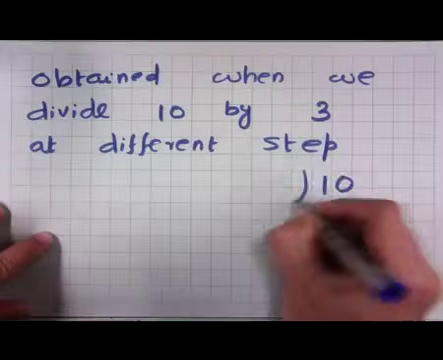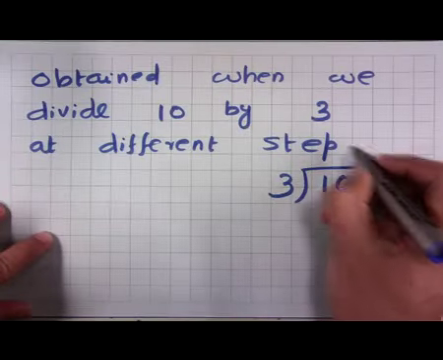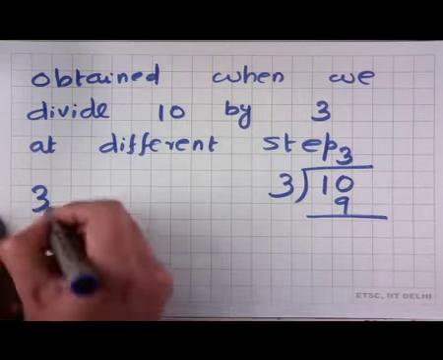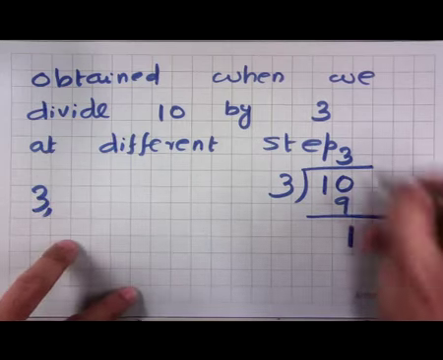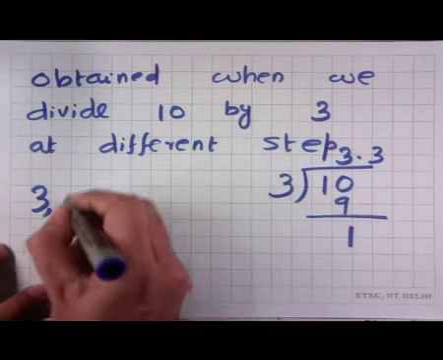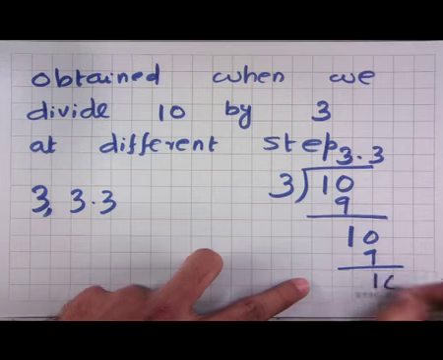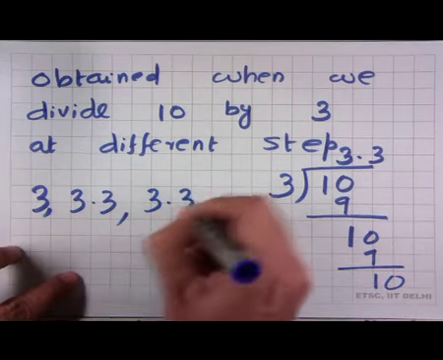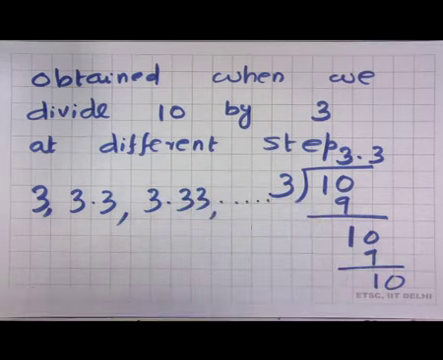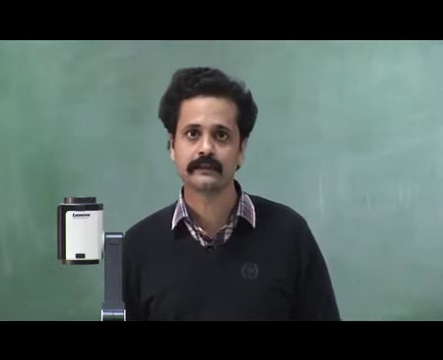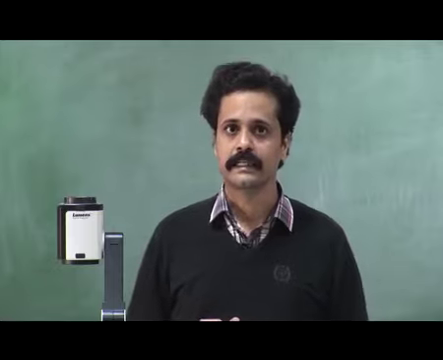So, let us divide 10 by 3. So, 3, continuing 3.3, 3.33 and so on. This is what I mean by listing successive quotients when we perform the division 10 by 3 stepwise.